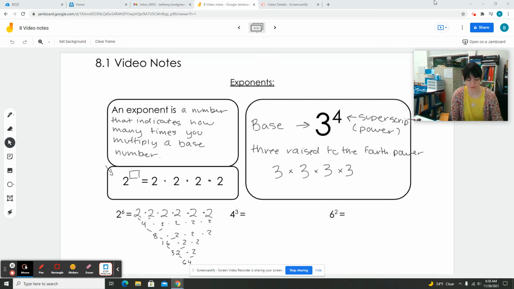Okay. We have next our second problem here. Our second exponent is 4 to the 3rd power. So that means 4 is our base. So 4 is going to be the number that we're multiplying. So it'll be 4 times 4 times 4. 3 times. And let's figure out what the answer to this is. We have 4 times 4 here, which is 16. And 16 times 4, which is also 64.